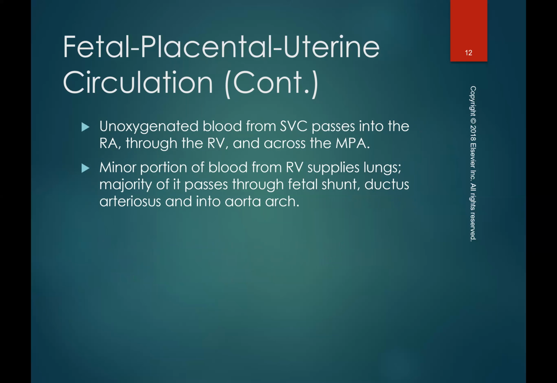Unoxygenated blood from the superior vena cava passes into the right atrium, through the right ventricle, and across the MPA, the main pulmonary artery. A minor portion of blood from the right ventricle supplies the lungs. The lungs don't need a lot of oxygenated blood, because they're just practicing. They're not breathing in oxygen. The majority of it passes through the fetal shunt, the ductus arteriosus, into the aortic arch. The aortic arch supplies some of the brain, and also the aorta takes it to the organs too.